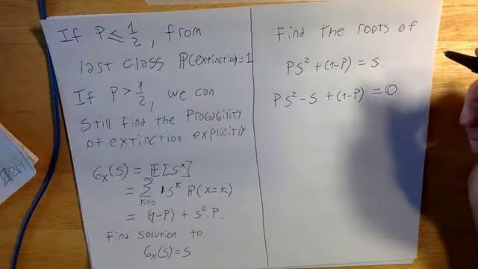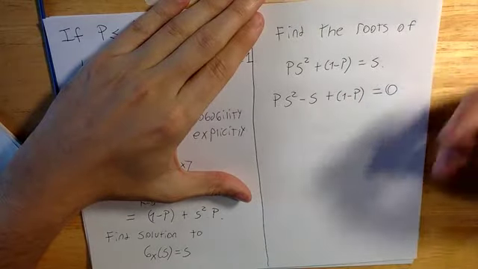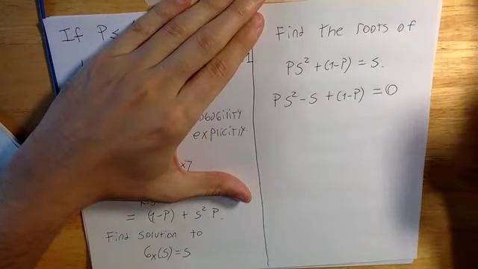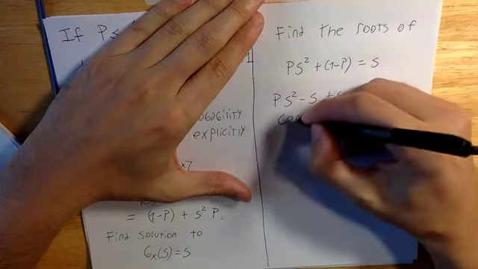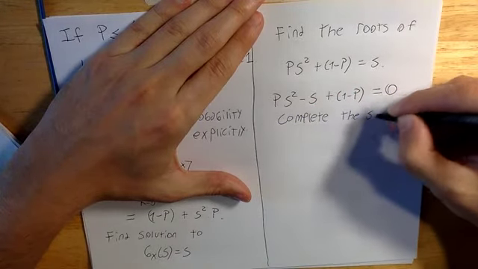Okay, so let's try to complete the square. How do we solve this? We can use the formula, but I think in general it's good that you understand how to complete the square.